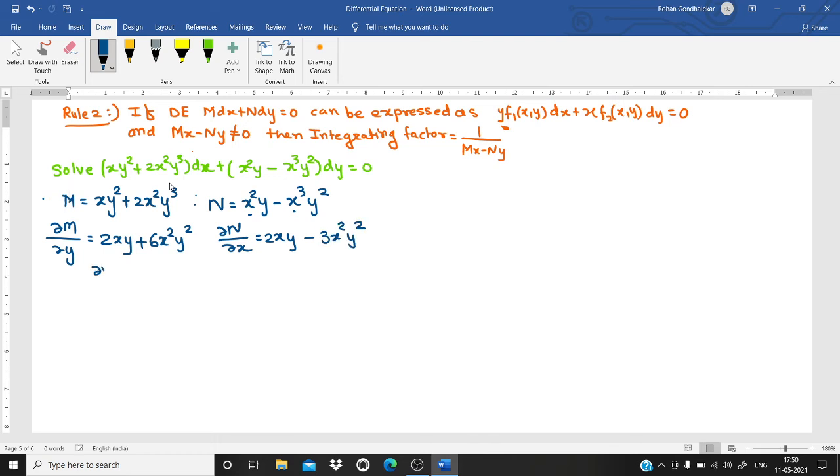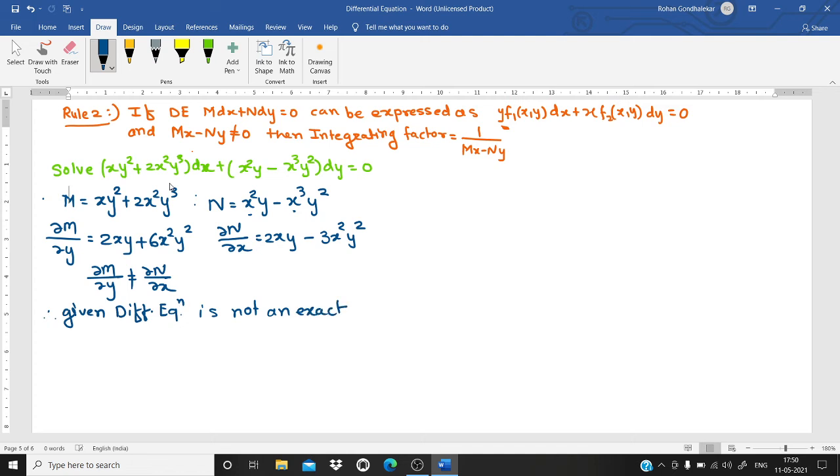Now clearly partial m by partial y is not equal to partial n by partial x. Therefore, the given differential equation is not exact.